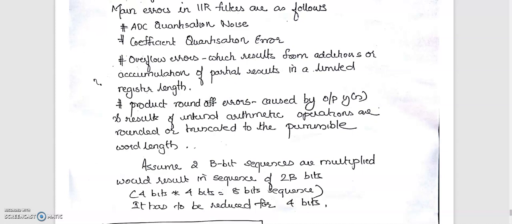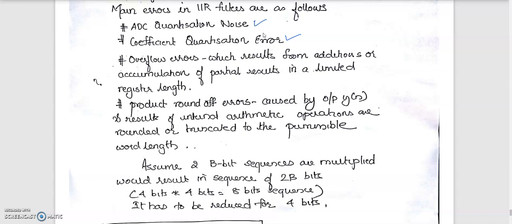Moving on to the final topic in this particular section of discussion, we have some main errors in IIR filters that we already looked into. One is related to ADC quantization noise. Then we looked into coefficient quantization error. Then we have overflow errors, which result from additions or accumulation of partial results in a limited register length.